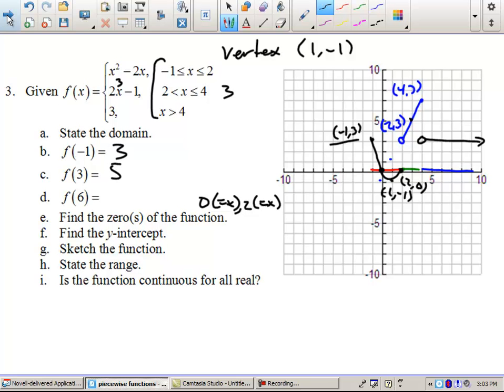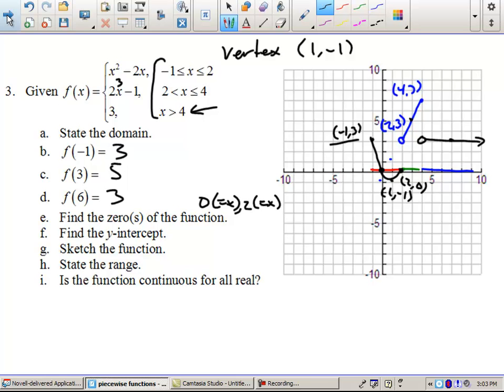And finally, what is f of 6? Well, which one of these three domain pieces does 6 belong to? It's greater than 4. It must belong to that one. The point (6, 3) must also be a point on my graph. And it is, so I'm feeling pretty good about the way my graph looks.